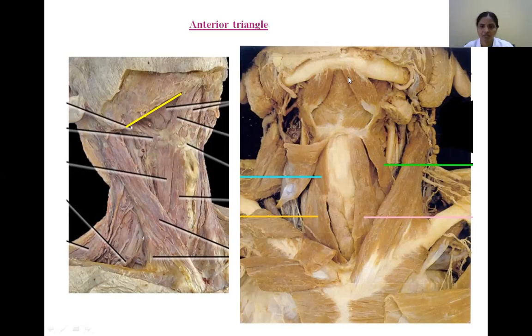Clear? Then this triangle. The digastric triangle is bounded antero-inferiorly by the anterior belly, postero-inferiorly by the posterior belly, whereas above it is bounded by the lower border of the mandible. Further, it extends back to the mastoid process by an imaginary line. So this is the boundary of the digastric triangle.